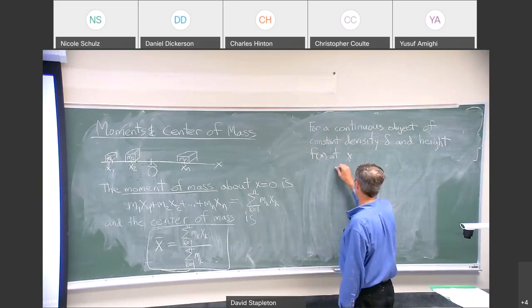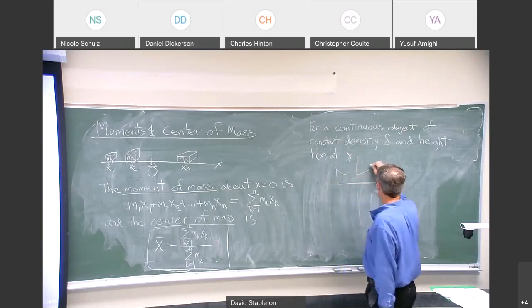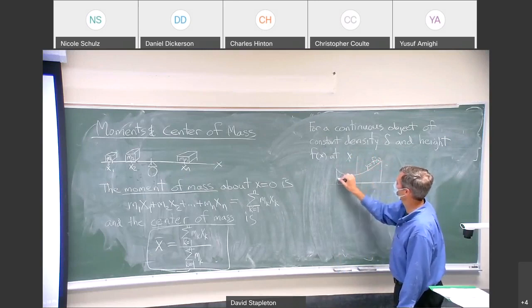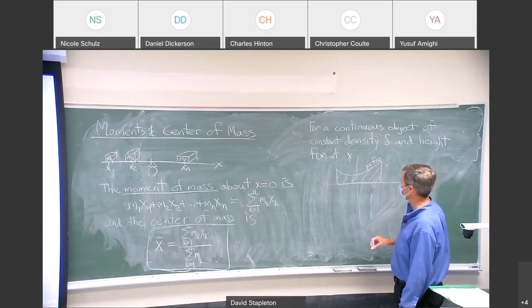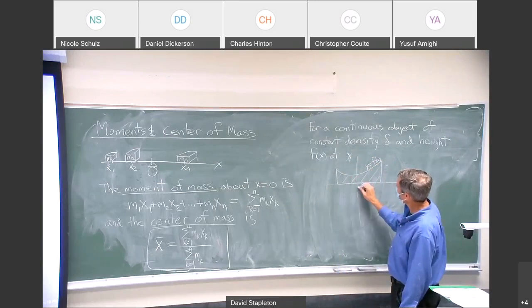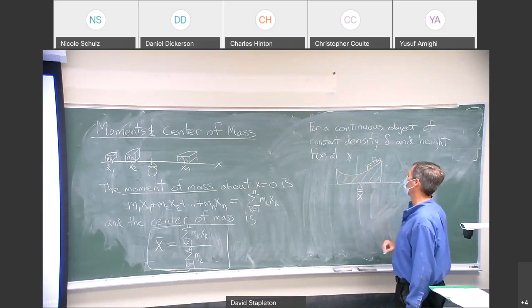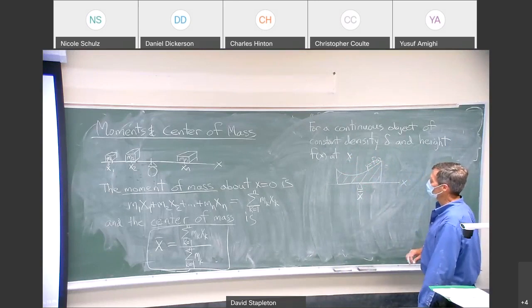So I have something like this maybe. Here's y equals f of x. It's made out of a uniform material, constant density, and it sits along the x-axis. And I would like to place a fulcrum under here, make it balance. Where can I balance it? Where's the balancing point x bar for that? You can kind of guess.